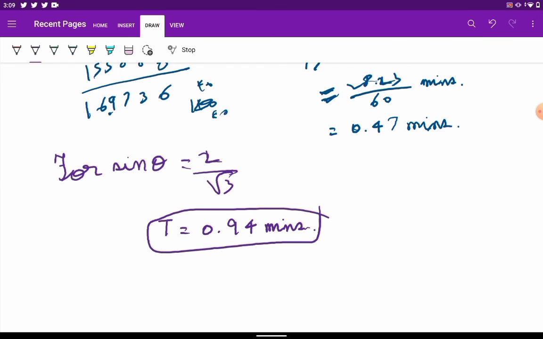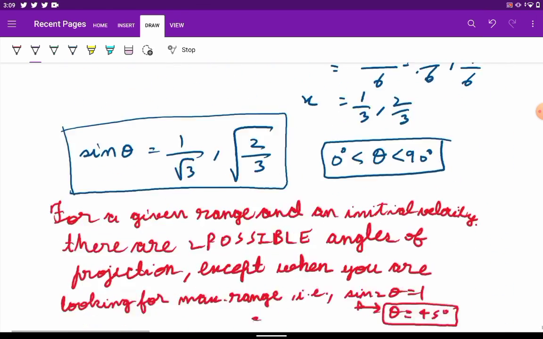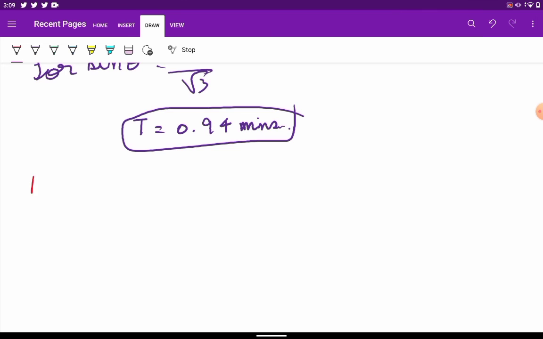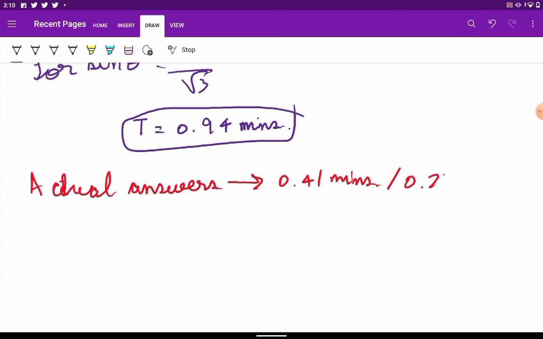But I think the answers are 0.41 and 0.71 minutes. Okay, it's a bummer, but yeah. I mean, I made a lot of approximations, I guess. So I'll just write that the actual answers are 0.41 minutes or 0.71 minutes, depending on the angle of projection.